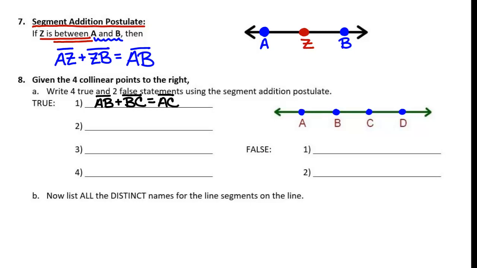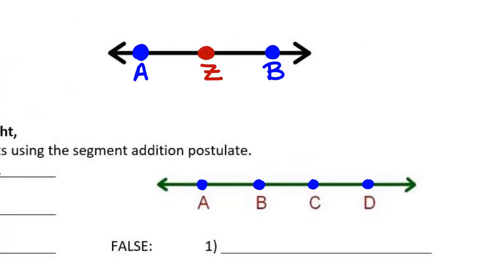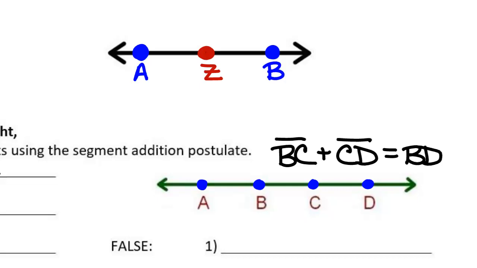Is anybody willing to take a risk and see if they can come up with another statement, and then we as a class will decide whether it is true or false? BC plus CD equals BD. What do we think? Do you guys think that is a true statement or a false statement? That is a true statement. Absolutely correct.